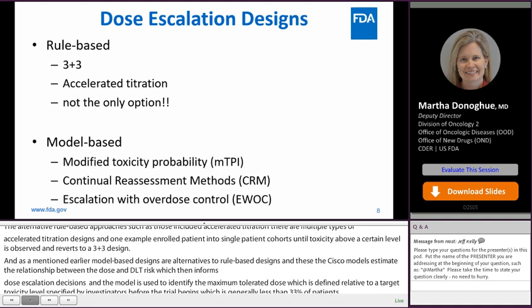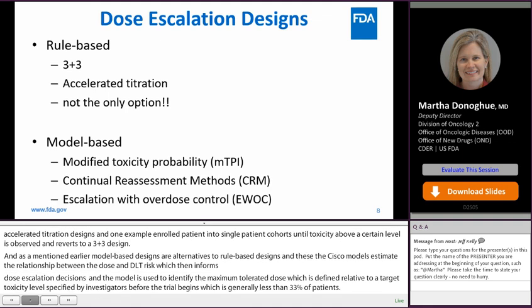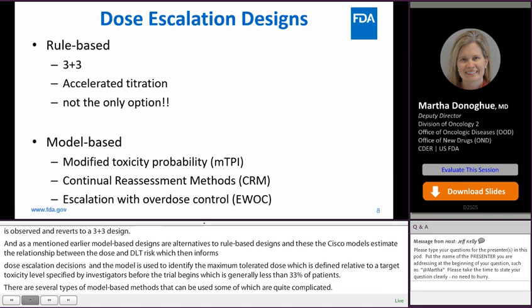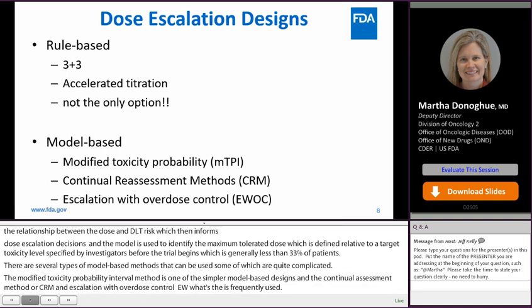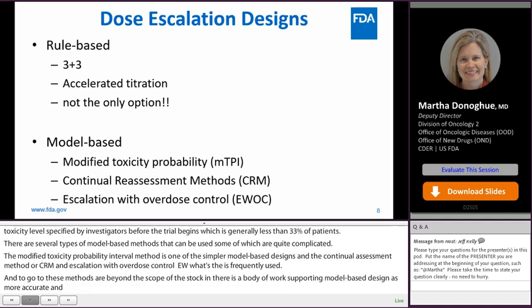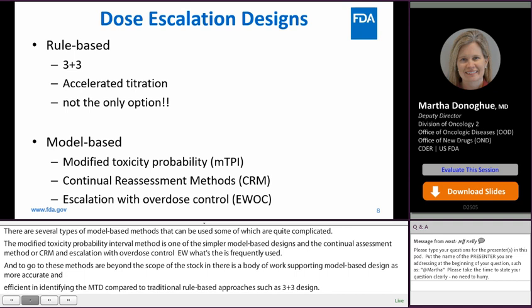The modified toxicity probability interval method is one of the simpler model-based designs, but the continual reassessment method, or CRM, and escalation with overdose control, EWOC methods, are also frequently used. To go into these methods is beyond the scope of this talk, but there is a body of work supporting model-based designs as more accurate and efficient in identifying the MTD compared to traditional rule-based approaches, such as the 3+3 designs. And designs such as CRM have the potential to assign more trial participants at or close to the MTD compared to rule-based approaches such as the 3+3 design.